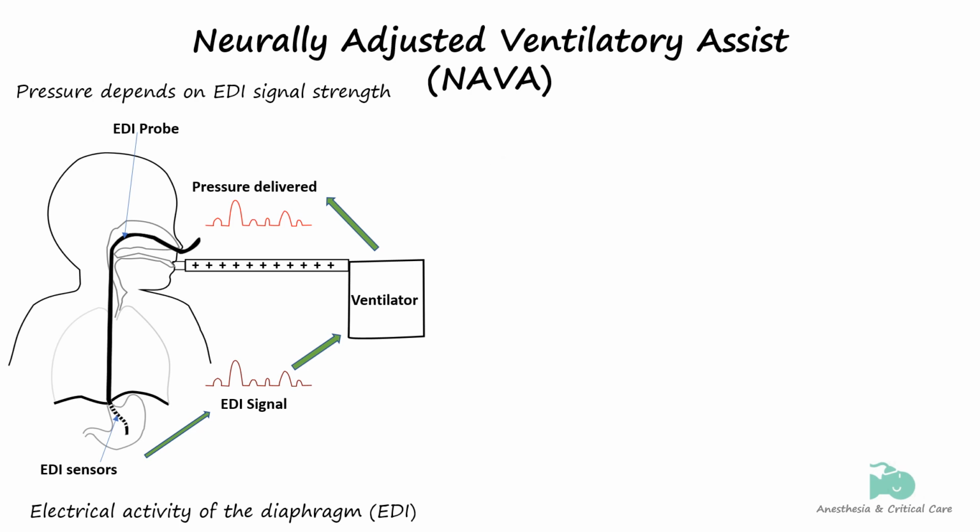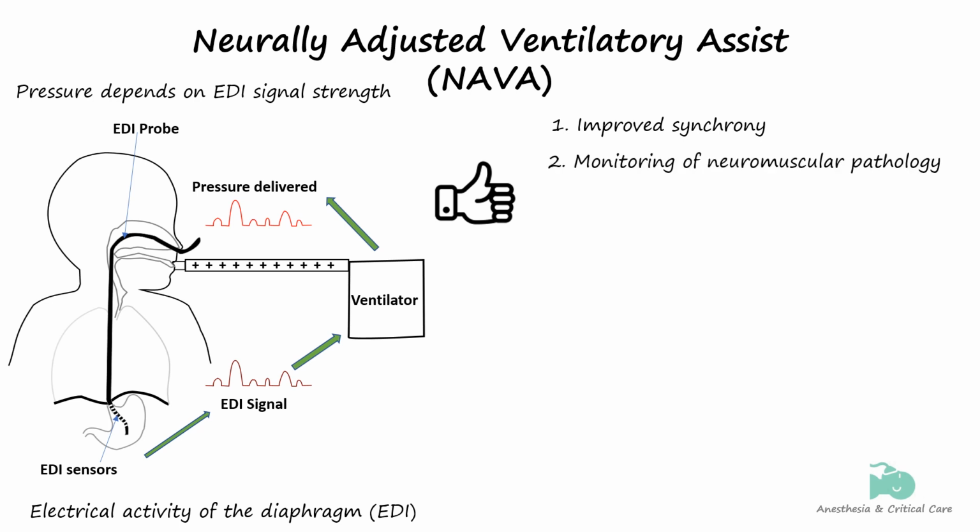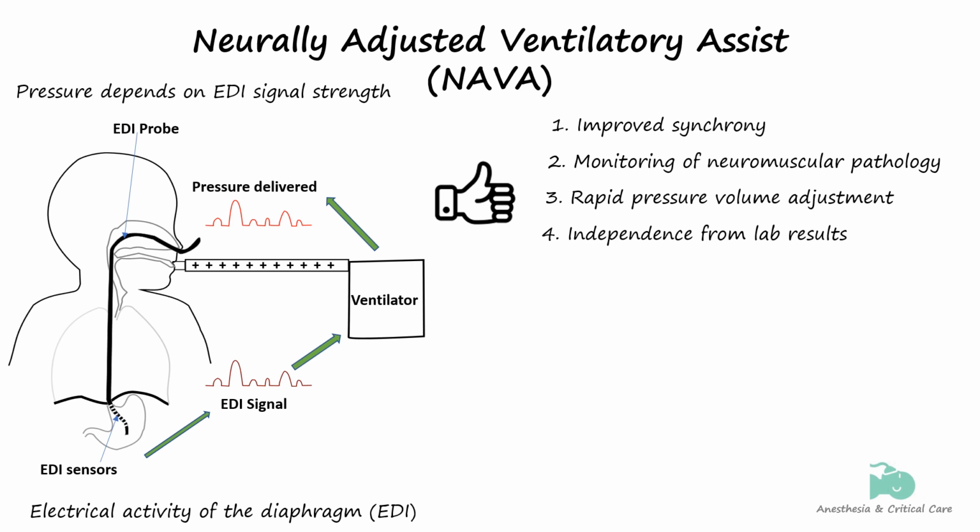Some of the advantages highlighted by the manufacturer include improved synchrony, as NAVA doesn't have to depend on pressure and flow, which get affected by circuit leaks, and asynchrony between patient and the ventilator. Other proposed advantages are the capability to monitor conditions such as Guillain-Barré syndrome and myasthenia gravis, rapid adjustment of pressure volume, independence from blood gas and other biochemical analyses, and a lower pressure requirement compared to conventional triggering methods.